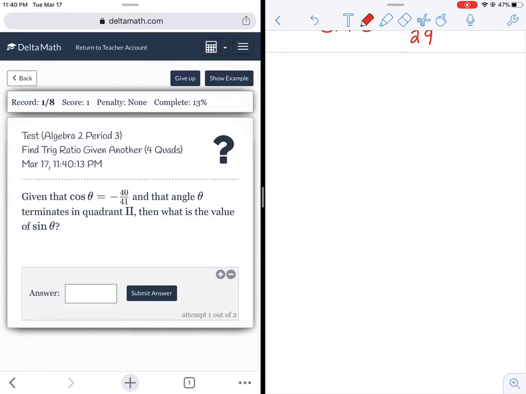They're giving me that cosine is negative 40 over 41, and it terminates in quadrant 2. What is the value of sine? So again, I like to always write this: SOHCAHTOA.